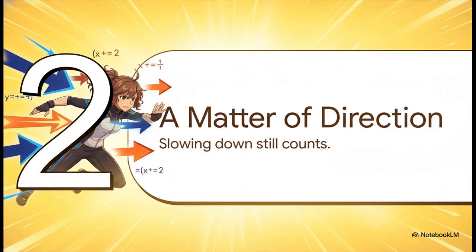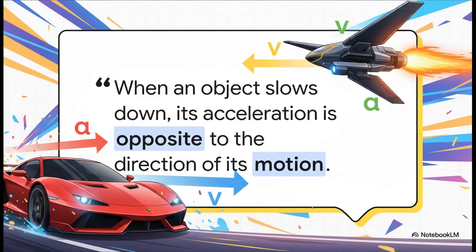Okay, let's jump into our next section because this is where we need to clear up a really common mix-up. Most of us think of slowing down as deceleration, right? Well, in the world of physics, slowing down is still acceleration. It all just comes down to direction. Check out this quote from our source material. It says it all. When an object slows down, its acceleration is opposite to the direction of its motion. This is known as deceleration. So, you see? Deceleration isn't something different from acceleration, it's just a special kind of it.